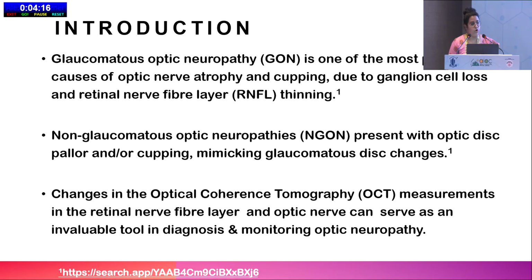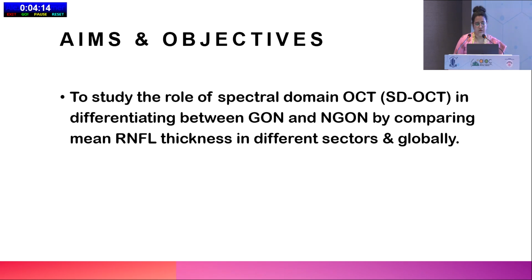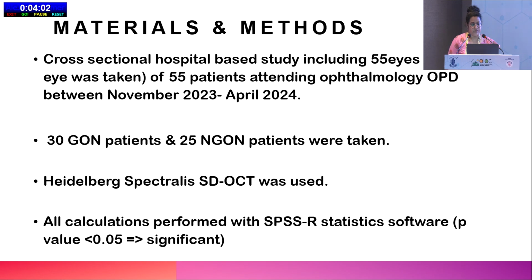So the changes in the optical coherence tomography, or OCT, measurements in the RNFL layer and the optic nerve head can serve as an invaluable tool in diagnosis and monitoring of the optic neuropathy. The aim here is to study the role of spectral domain, or SD-OCT, in differentiating between GON and NGON by comparing the mean peripapillary RNFL thickness in the different sectors as well as globally.